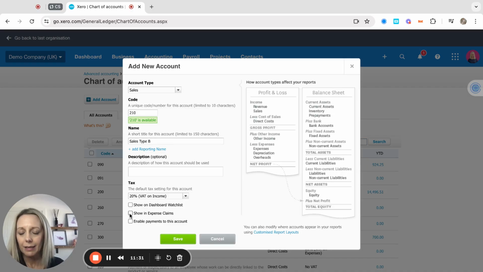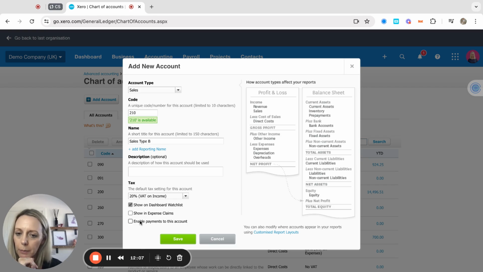Now, remember when we did the expense settings and I said you can also put whether or not to show them in expense claims? Here's the box to show it or not. Now, we've also got the dashboard, and I'm going to show you that in a second. And I'm just going to pop a tick in here. The dashboard, if you watch the dashboard overview, is like an overview of the key sales or expense lines that you want to keep an eye on. So I'm just going to tick that.